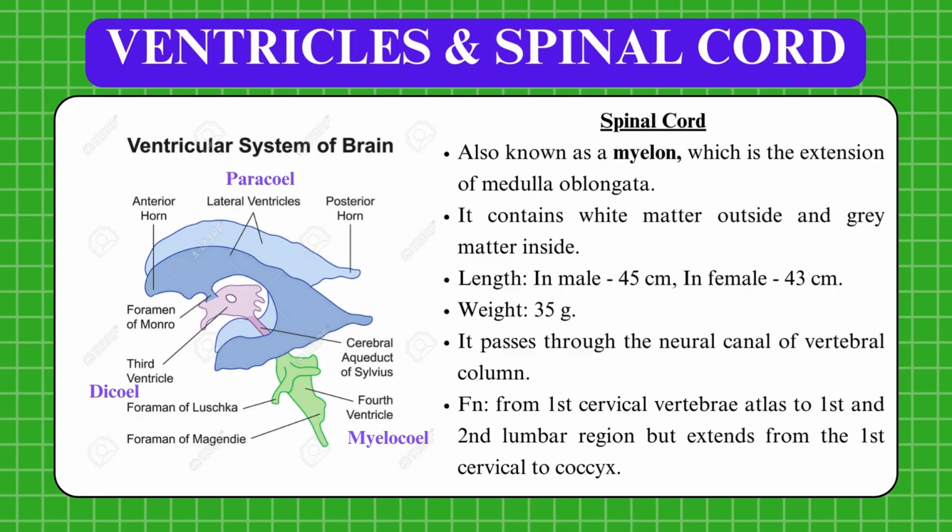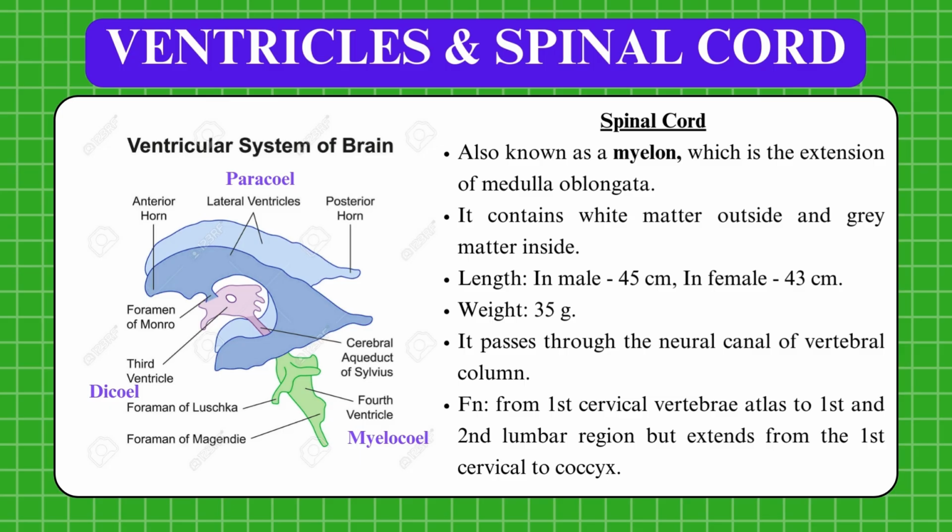Let's see the ventricles of brain and spinal cord. Ventricles. The first ventricle and second ventricle are in the right cerebral hemisphere and the left cerebral hemisphere. They are paracoel. Then they are connected with the third ventricle through foramen of Monro. Third ventricle is also known as diocoel or diencephalon. The third ventricle and fourth ventricle are connected through the iter or aqueduct of Sylvius. The fourth ventricle is myelocoel, which forms a lateral canal called foramen of Luschka, then forms a median canal called foramen of Magendie.